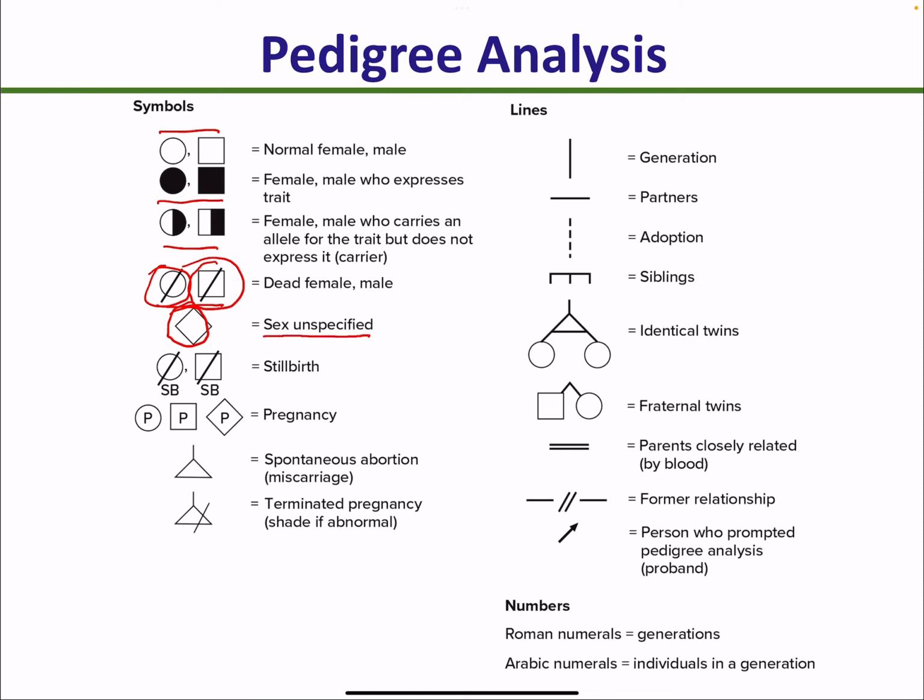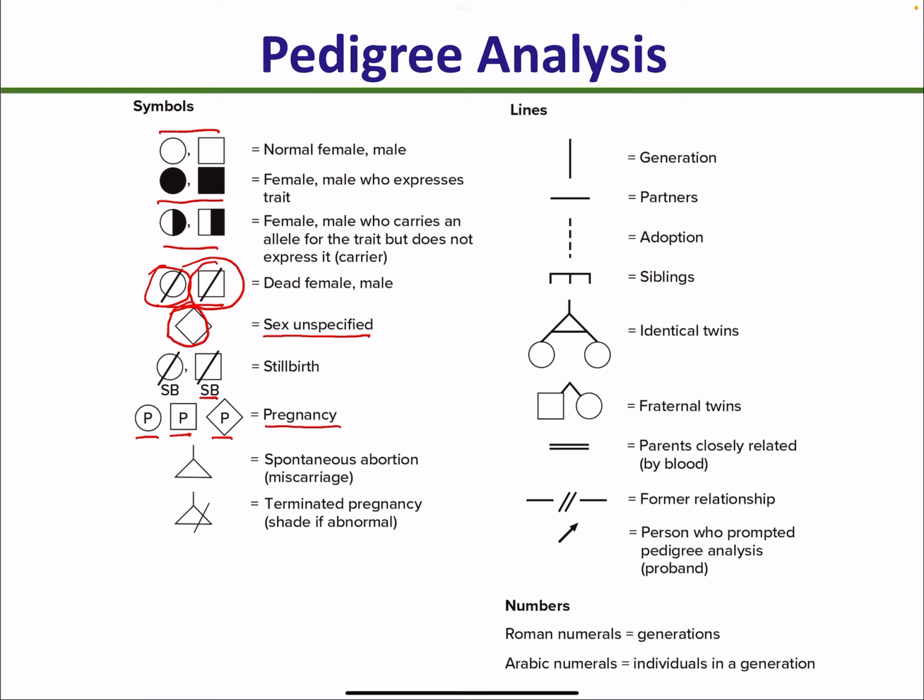A stillbirth is going to have a male or female death symbol. However, you're going to have SB for stillbirth underneath. Then the progeny are always represented by circles, squares, or diamonds.